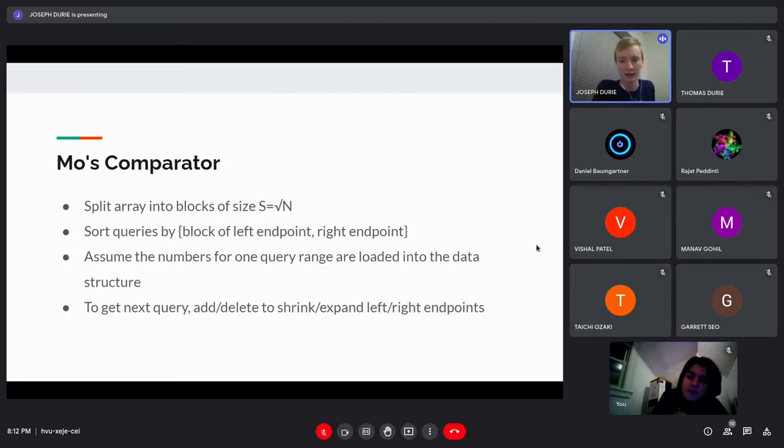Does that make sense on a high level? Basically, to get between queries, we're just moving the endpoints one step at a time until we get there. Now, we haven't explained why that's fast yet, so we'll get to that. But does anyone have any questions about how this works at a high level? Okay.